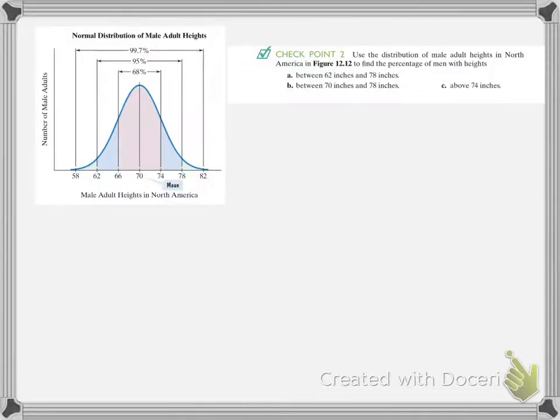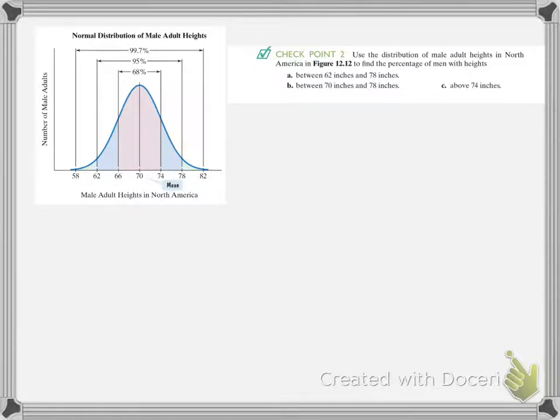Okay, let's take a look at a problem here. Checkpoint 2. Use the distribution of male adult heights in North America in figure 12.2, which is right there. Okay, that's 12.2. To find the percentage of men with heights between 62 and 78 inches.